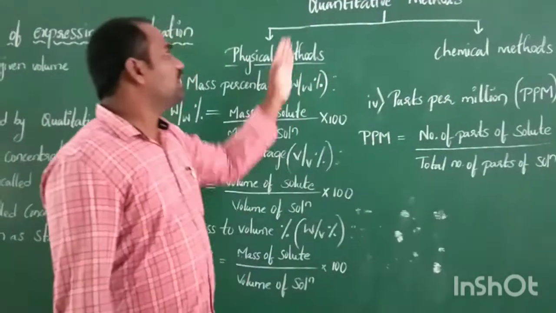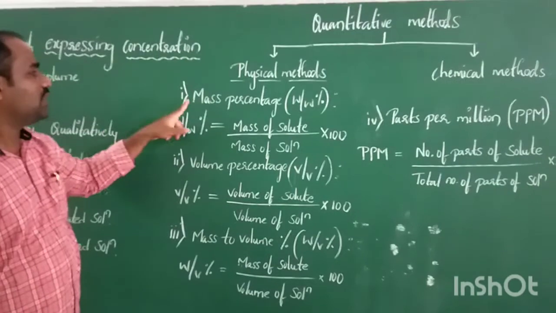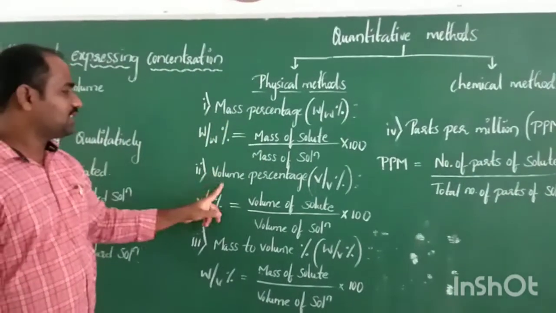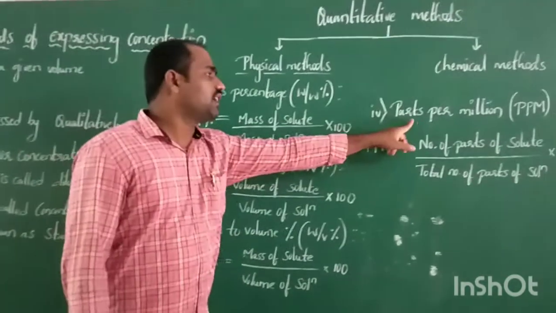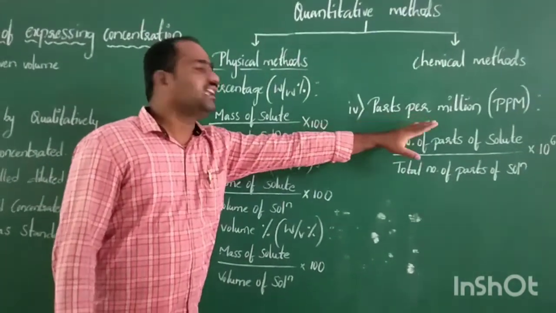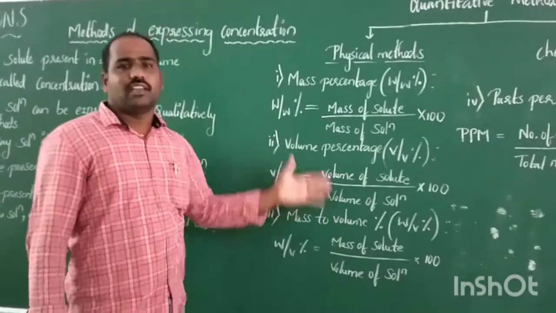These are the physical methods we have discussed. The first one is mass percentage, the second is volume percentage, the third is mass to volume percentage, and the fourth is parts per million. Students, you can also read these four methods in our textbook.